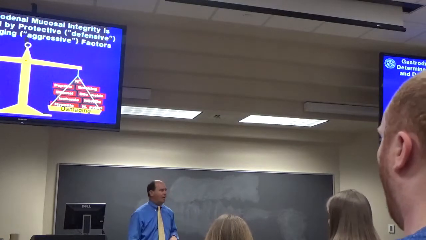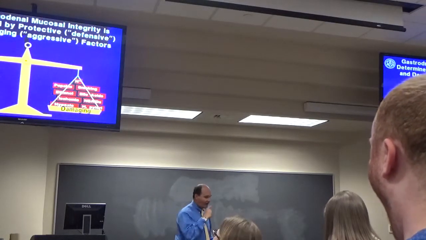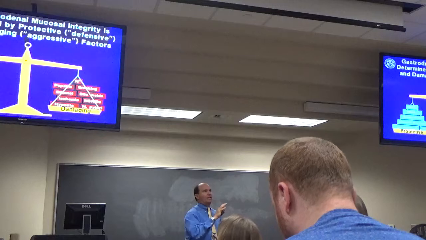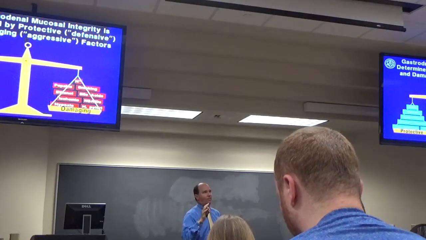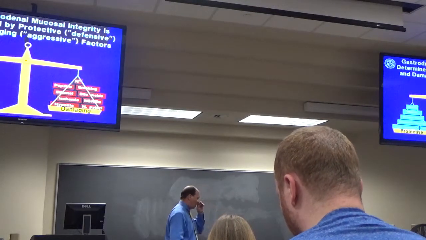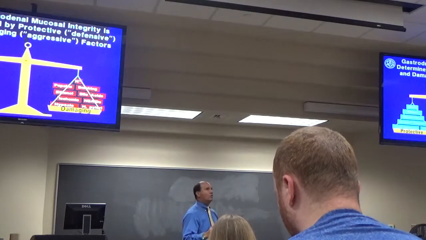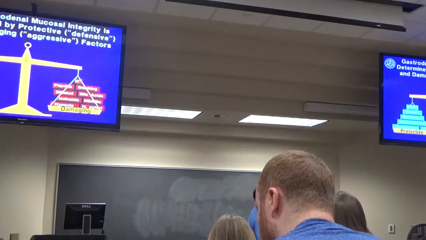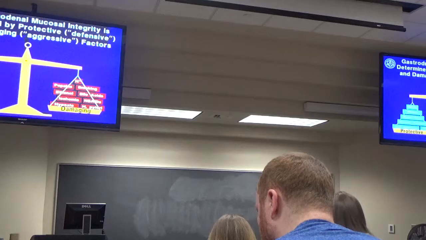How does that come about? Well, this is a slide that's been around forever. It gives you a list of defensive factors and aggressive factors. Starting from the left, the defensive factors, and I'll get into this a little bit more, but if you understand that you have a mucoid layer that covers the cells of the wall of your stomach, that mucus is key.